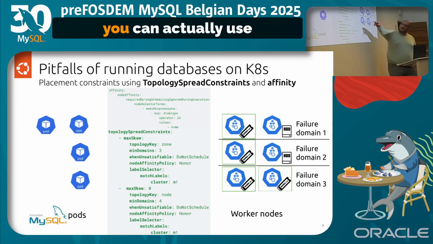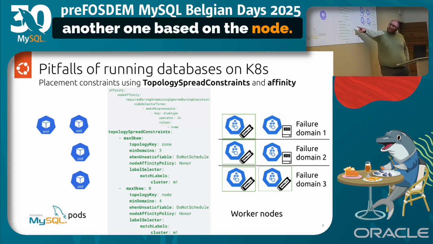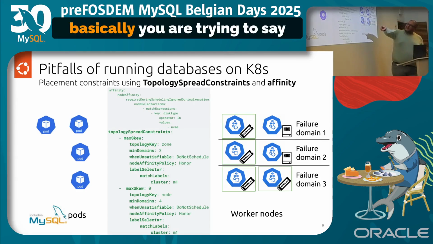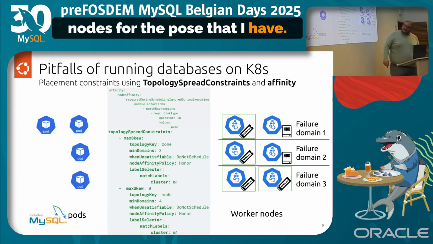And if you can see here, you can actually use many of them. So there is one that is based on the zone, another one based on the node. And how you read that is basically you are trying to say, I would like at least to use 3 zones and at least 4 nodes for the pods that I have.